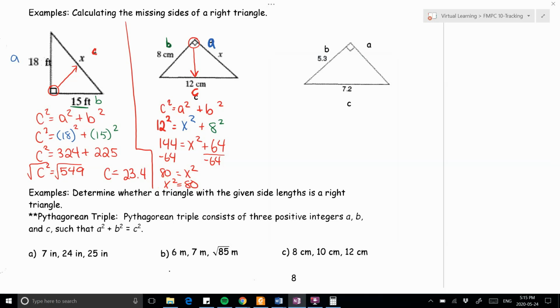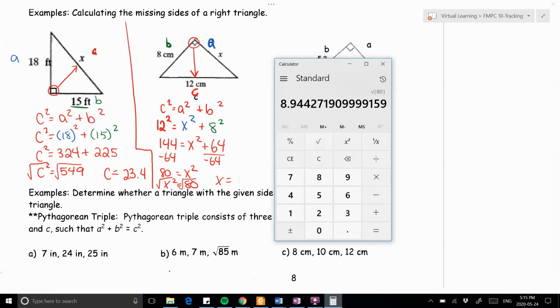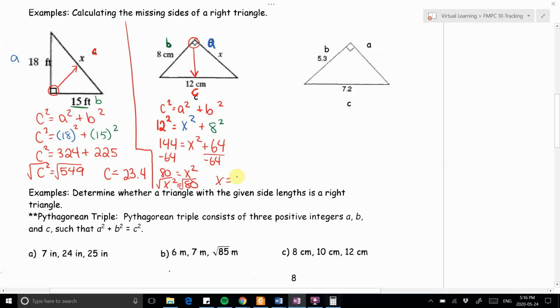So once again, we're not done because that x is still squared, so we got to square root it. And so we're going to go 80 square rooted is 8.9. And for the most part here, we're going to be rounding off to one decimal place. And if you can get a whole number, that's great.